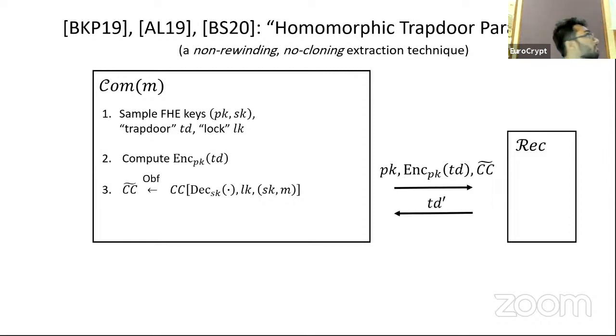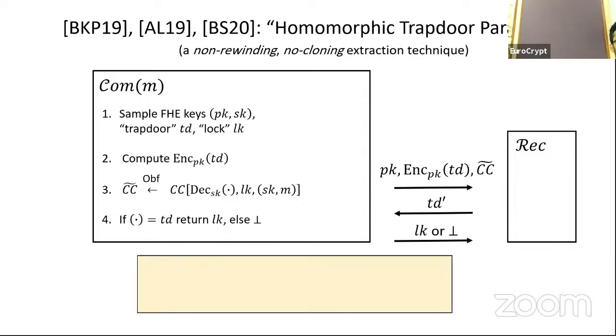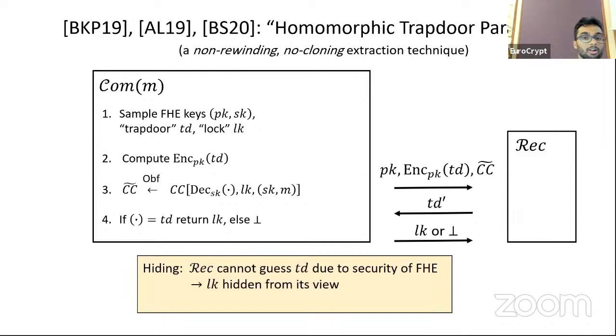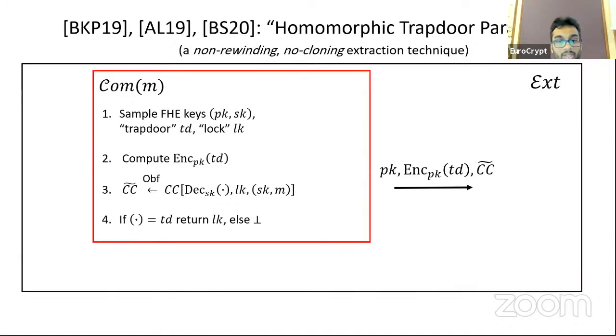Then in the second round, the receiver has to take a guess at what the trapdoor is. And if the guess is correct, the committer returns the lock, otherwise it returns bot. So naturally, a real-world receiver cannot guess what the trapdoor is in the second round, and therefore the lock will be hidden from its view, and hence the compute-and-compare program will hide the message.